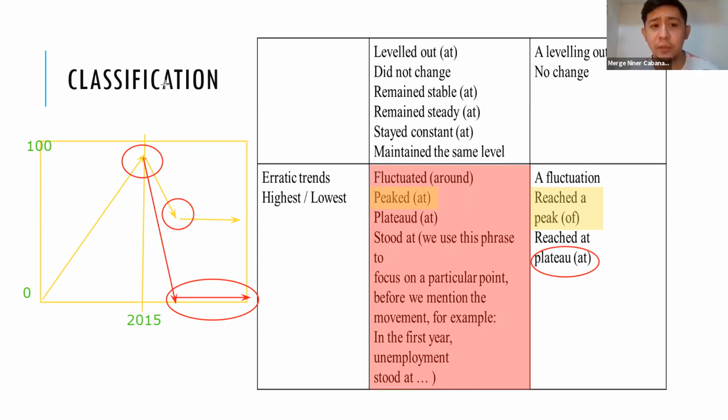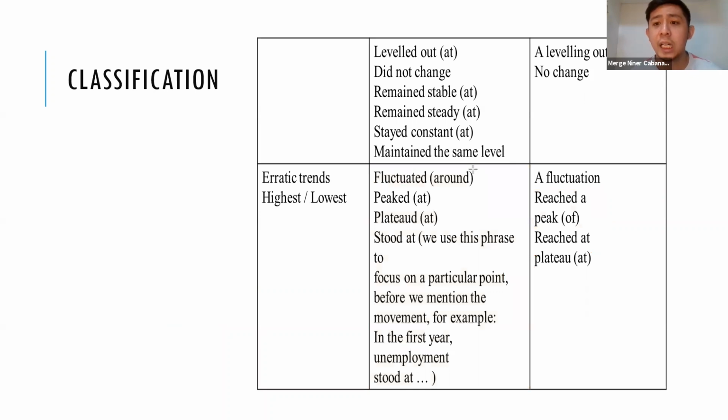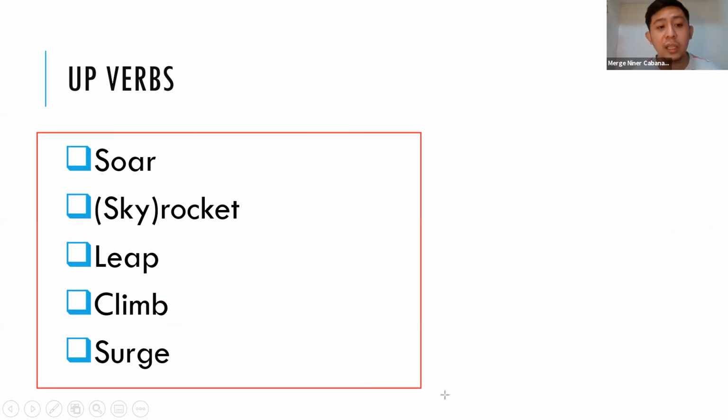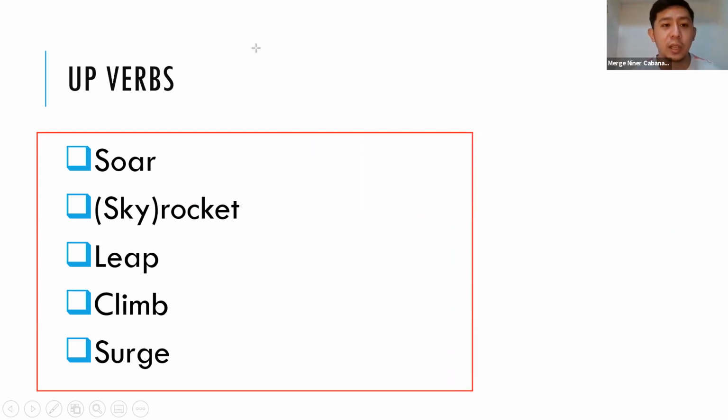All right, so those are some of the words that we use to classify the general trend. So what are other words? I know many examiners are already fed up with the words increase or decrease. So here are some of the lists of words that you can use for this one. You can use soar, skyrocket, leap, climb, surge. But of course, they already have their own past form: soared, skyrocketed, leapt, climbed, surged.